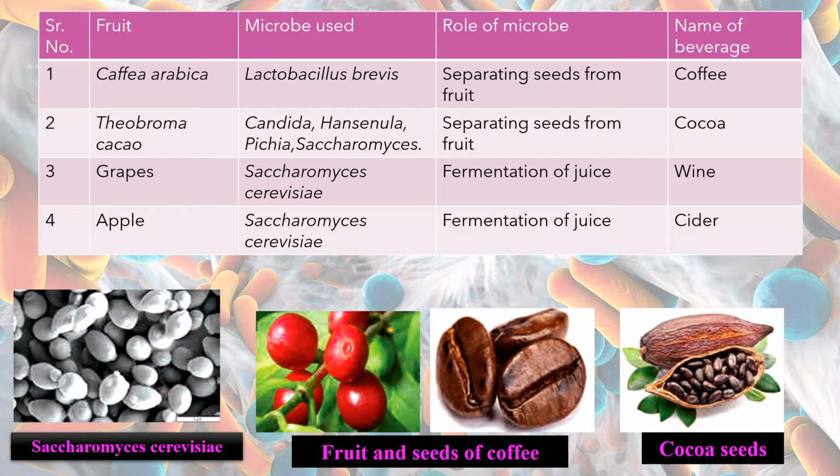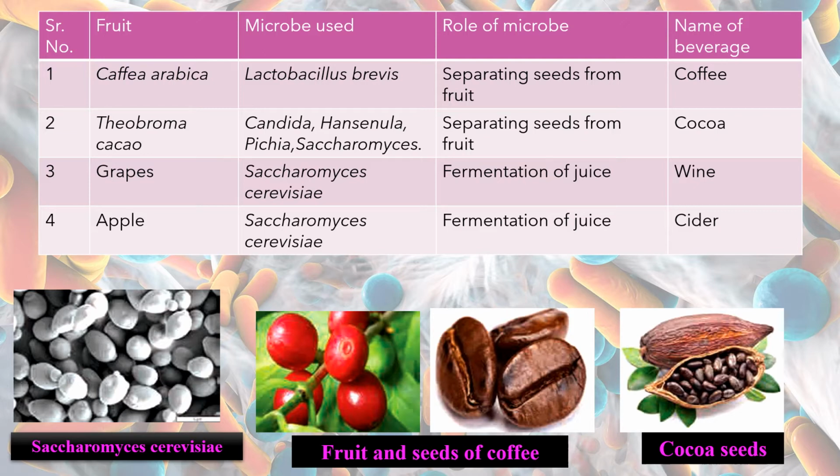ठीक है, so there are microbes which are used, like Lactobacillus brevis, and then there is a process through which the seed dries off and the fruit comes off, and then you get the seed. Then that seed which is separated is actually the coffee that you get, and from that coffee, the beans are processed, and then you can use it in your day-to-day life.